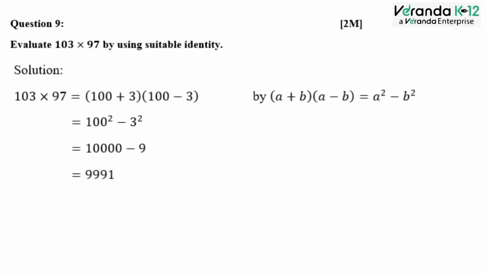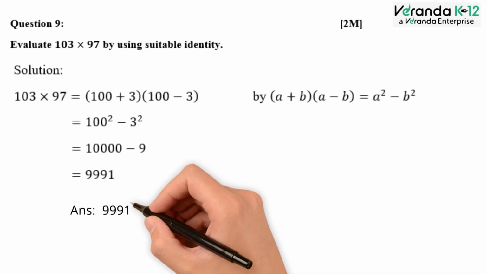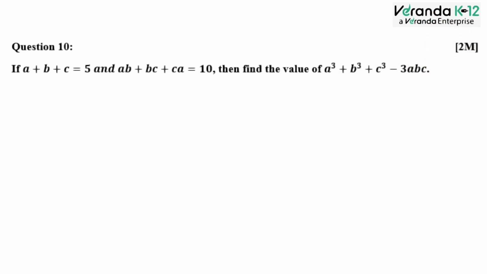So by simplification, we get 9991. Let's move on to the next 2-mark. Question number 10. If a plus b plus c is equal to 5 and ab plus bc plus ca is equal to 10, then find the value of a cube plus b cube plus c cube minus 3abc.